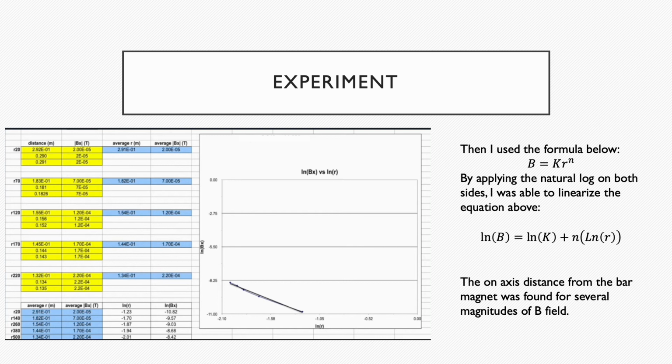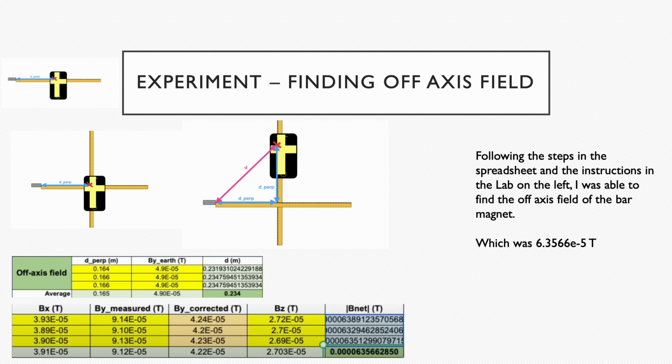I used the distance dependence formula, B is equal to K times R to the power n. And by applying the natural log on both sides, I was able to linearize the equation below and plot it down to find the gradient, which is n. And the on-axis distance from the bar magnet was found for several magnitudes of the B field, as we can see in the spreadsheet. And then finding the off-axis field.